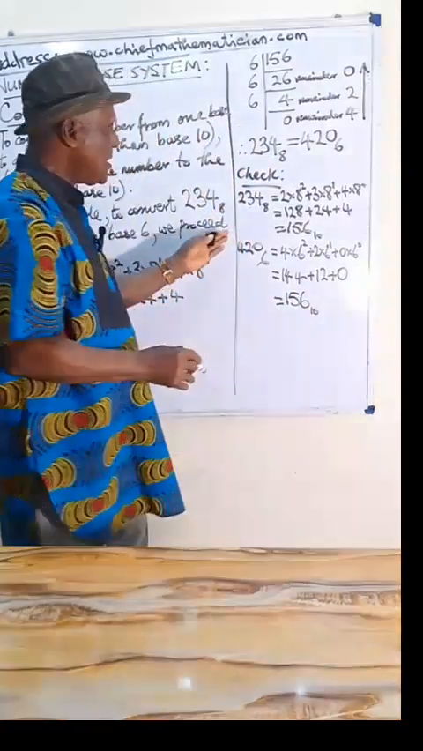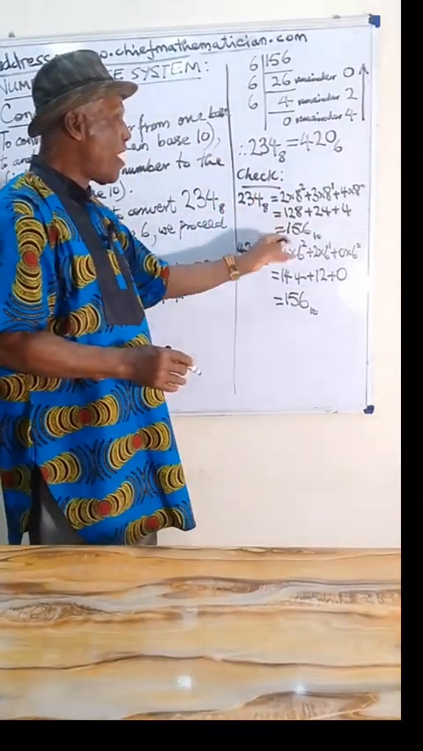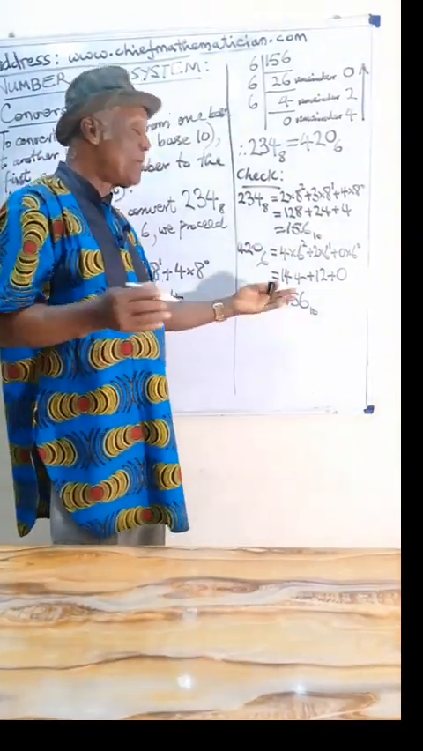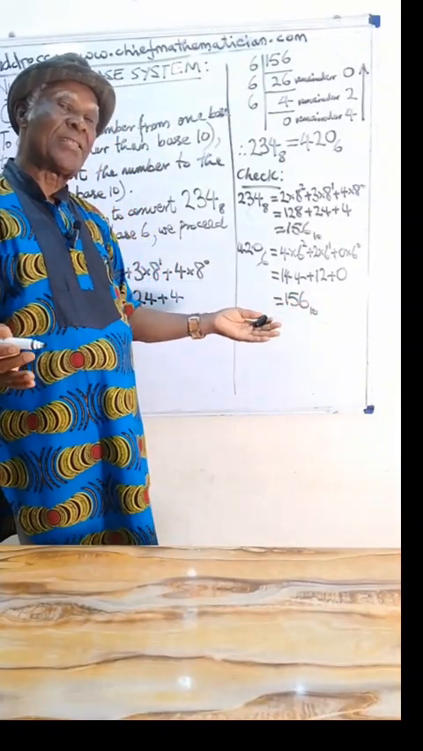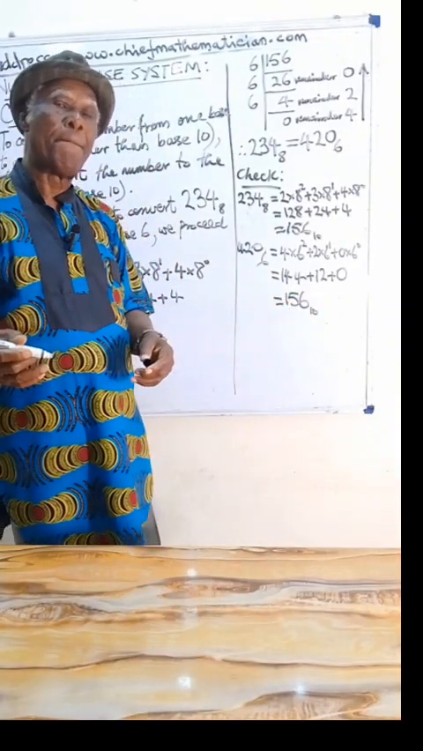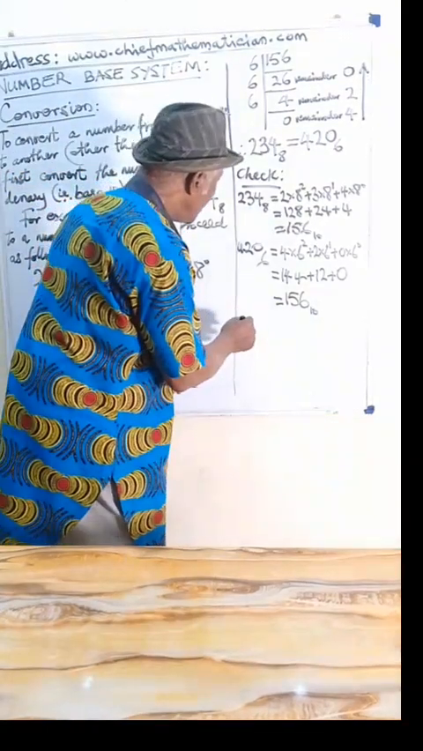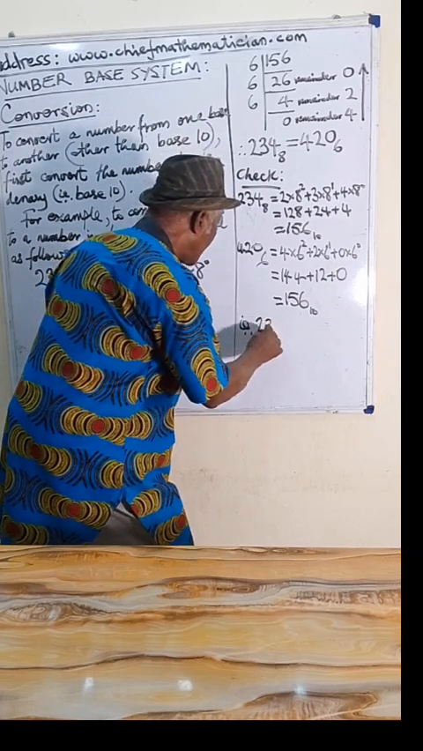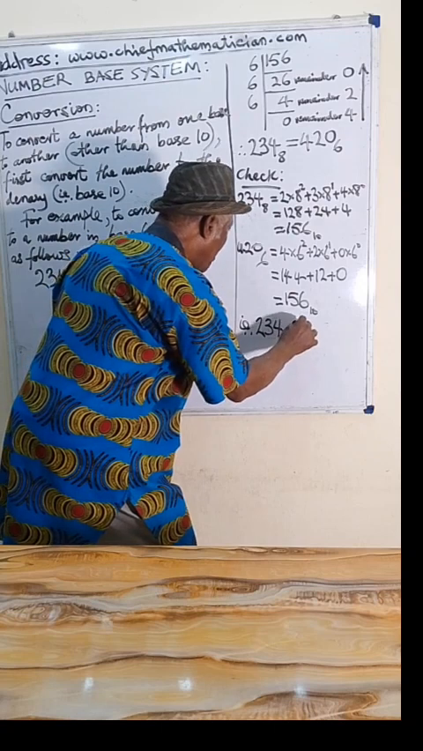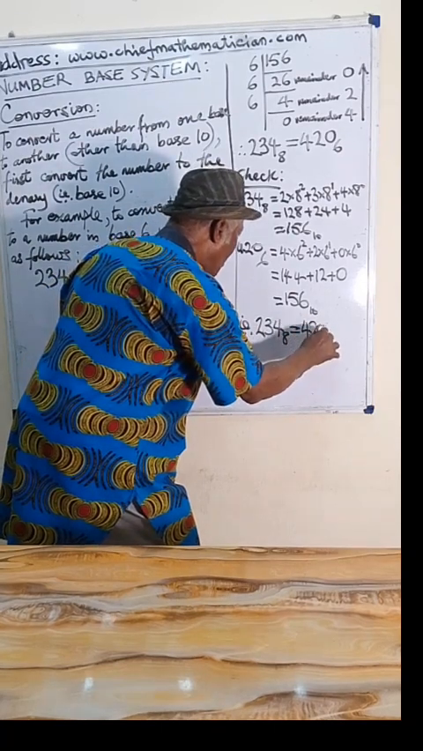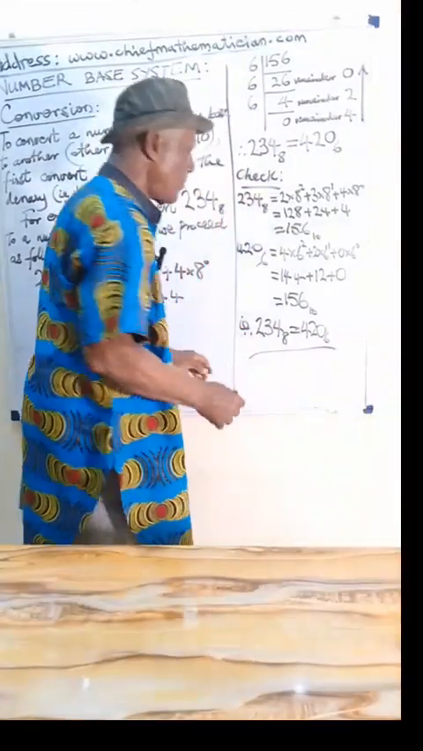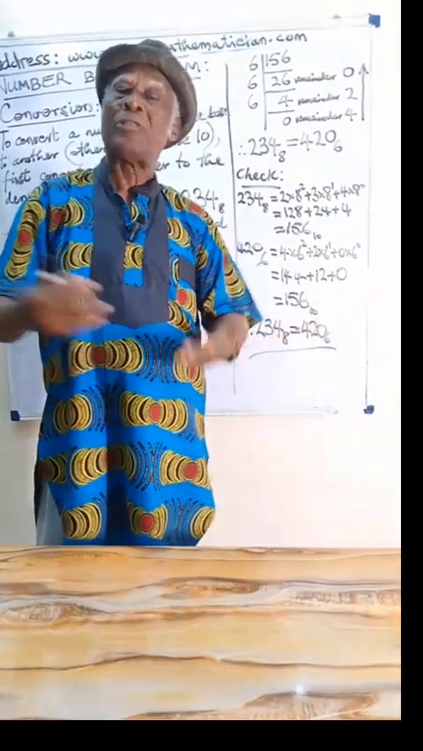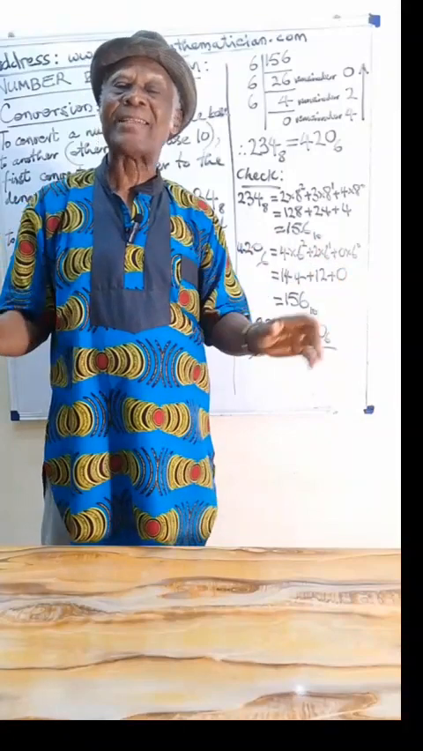So you can see that 234 in base 8 is equal to 156 in base 10. 420 in base 6 is equal to 156 in base 10. So you can see that our conversion is in order. That is, we are saying that 234 in base 8 is equal to 420 in base 6. That is our check. So when you solve a similar problem, you check. You don't need to ask anybody whether you are right or wrong. You can check.